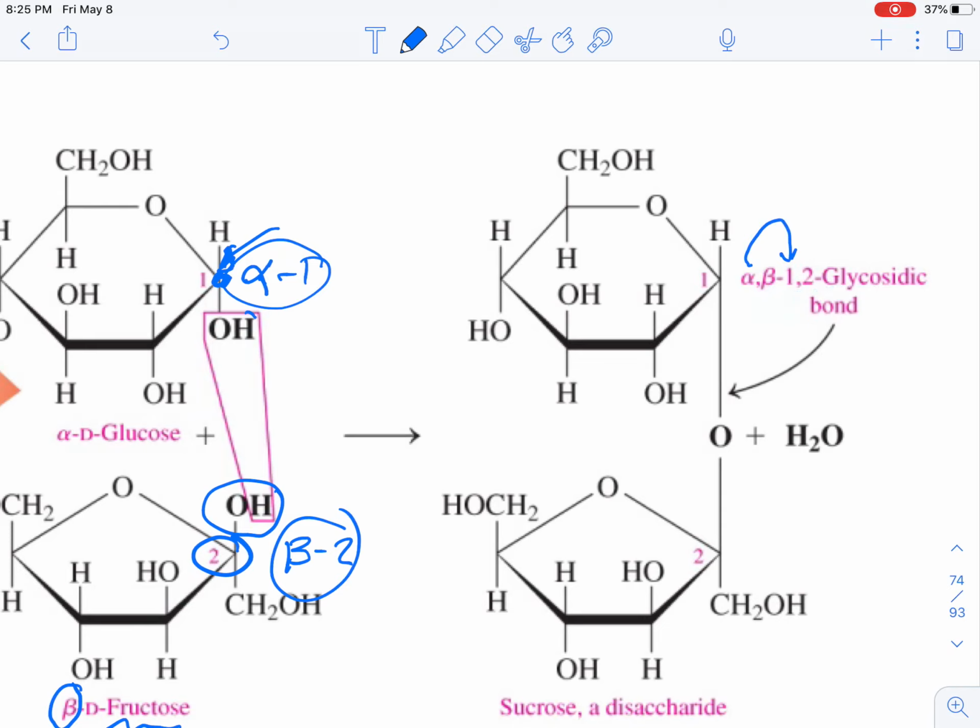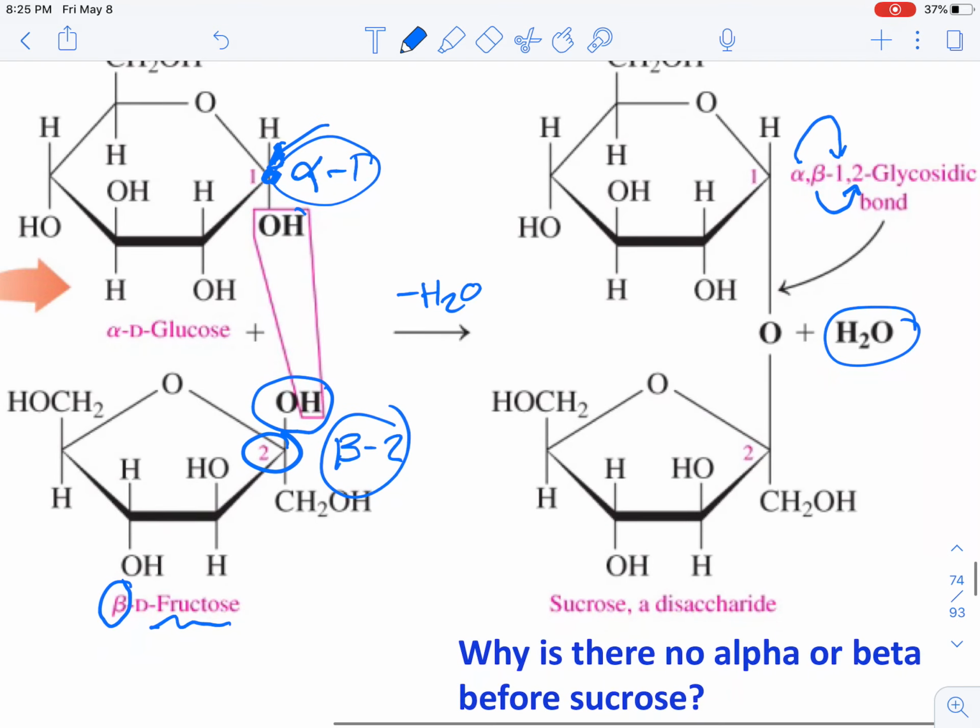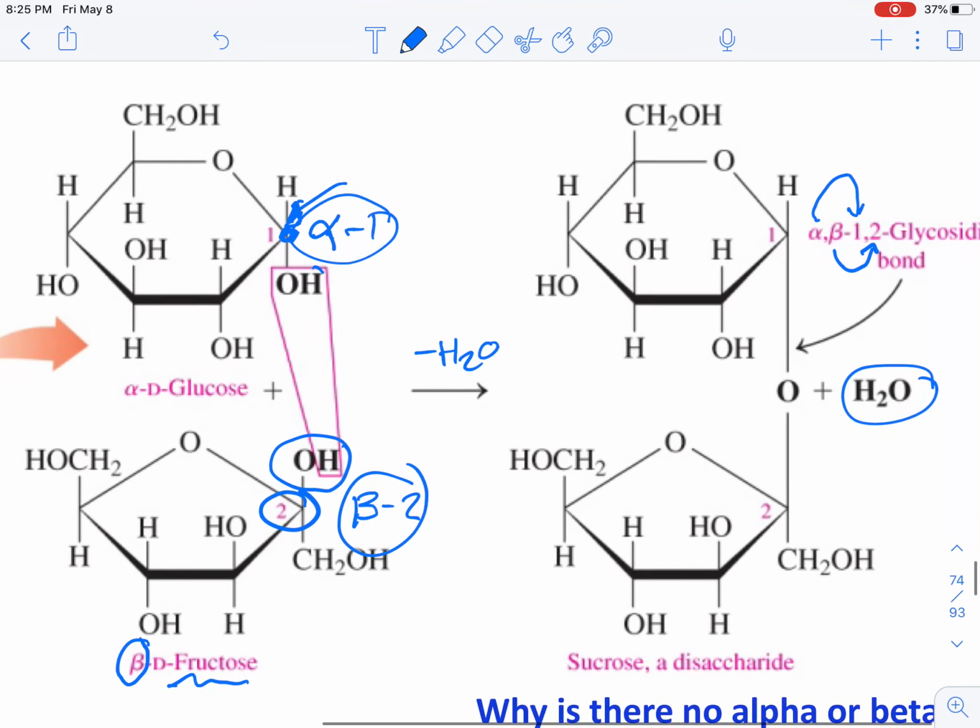And so that would be the name of the glycosidic bond. And once again, notice that the OH and the H, as you see here in pink, will form water. And so this is a dehydration reaction. Notice that water is no longer part of that chemical structure.